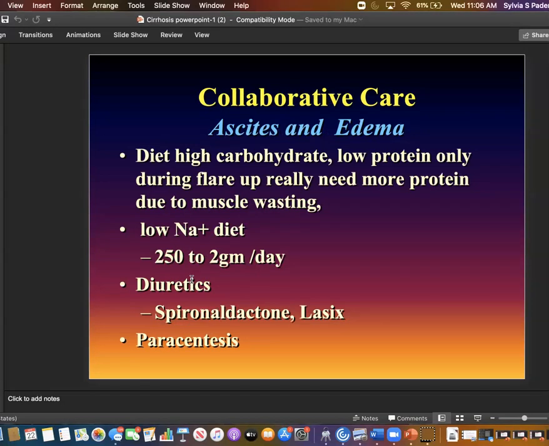Collaborative care for ascites and edema. Diet high in carbohydrates, low protein only during flare-up, really need more protein due to muscle wasting. Low sodium diet, 250 to 2 grams a day. This is mainly to prevent accumulation of fluids or retention of fluids. And then diuretics, spironolactone and Lasix, and paracentesis.